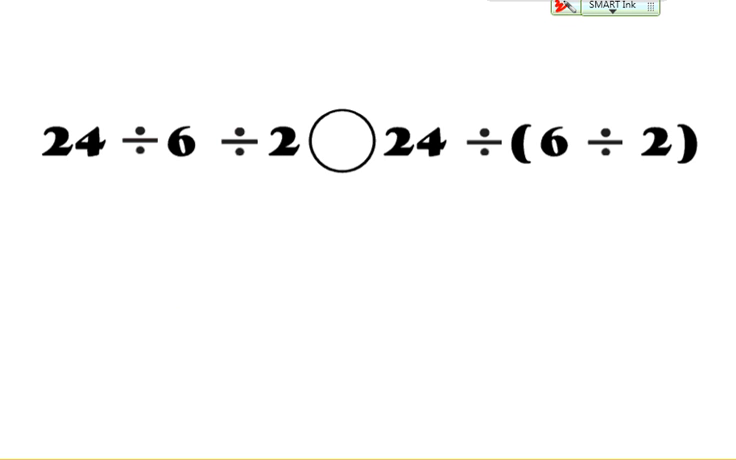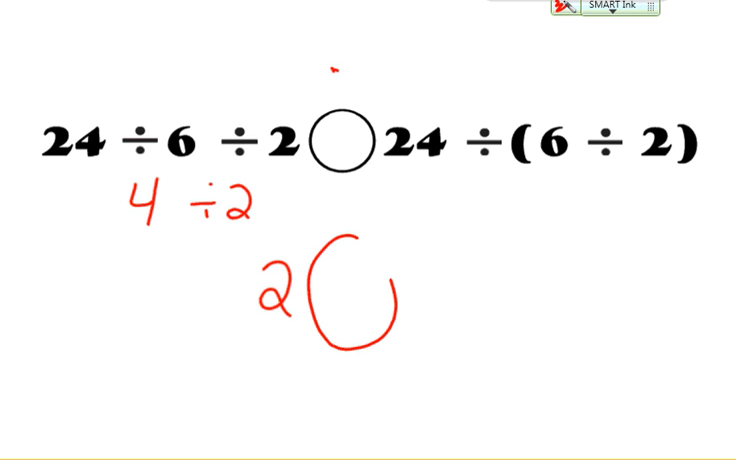Getting back to order of operations, getting back to comparing different types of equations. Sometimes you have to solve the equation before you can actually decide whether it's greater than or less than. So let's do this, moving from left to right. 24 divided by 6. You know your math facts. 24 divided by 6 is going to be 4. Then we're going to divide by 2 to give us a final answer of 2.